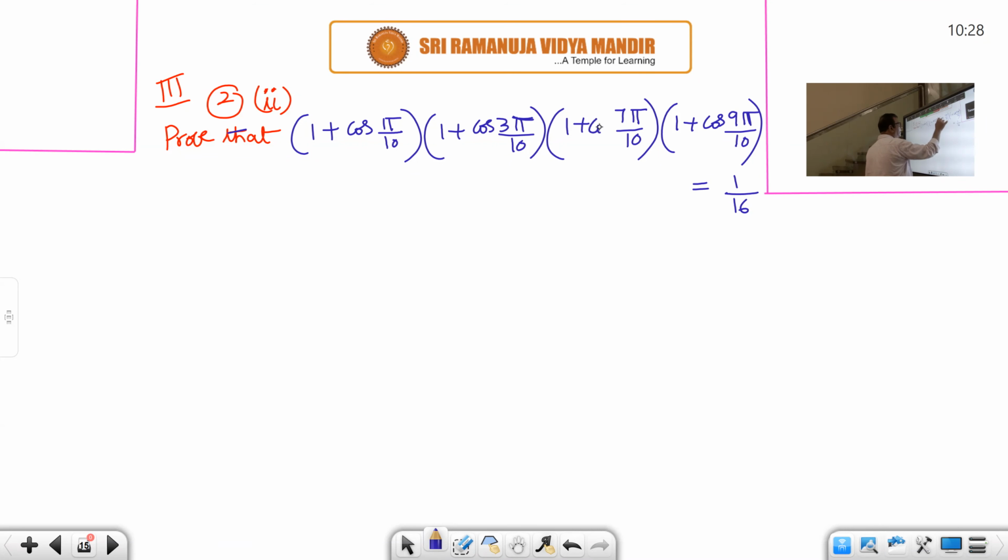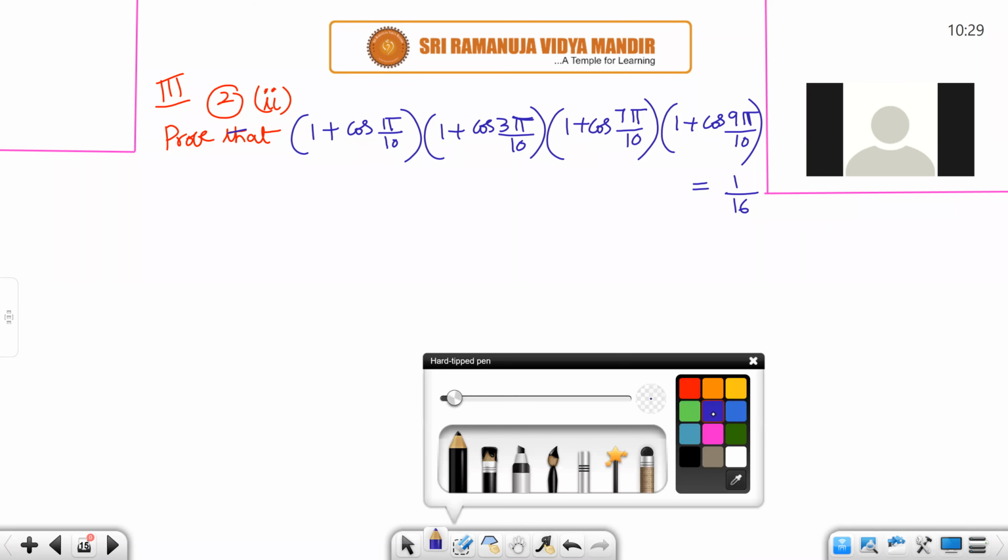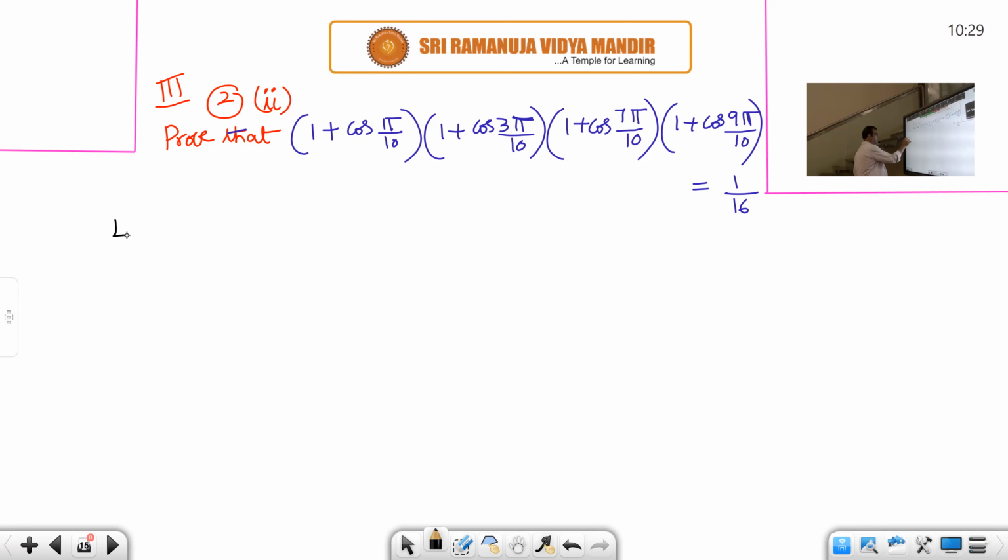So Sai Vardhan, please help me in solving this problem. Here also, can you recognize the complementary or supplementary angles on the left hand side? Yeah. Pi by 10 and 9 pi by 10 are supplementary, sir.